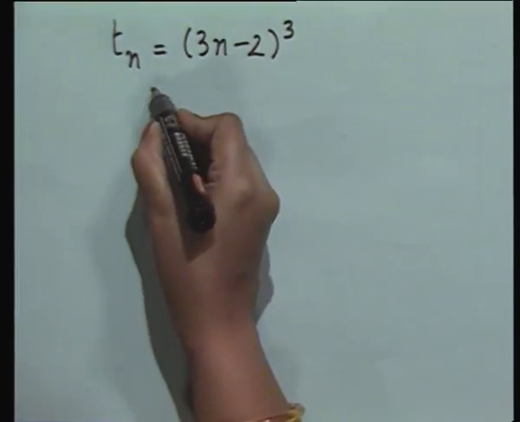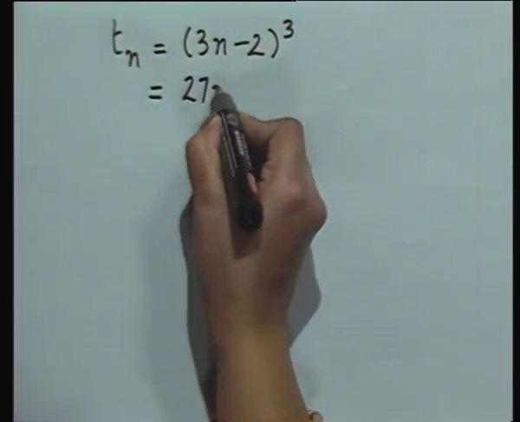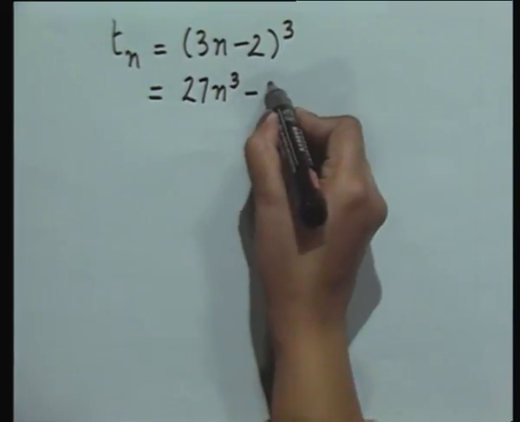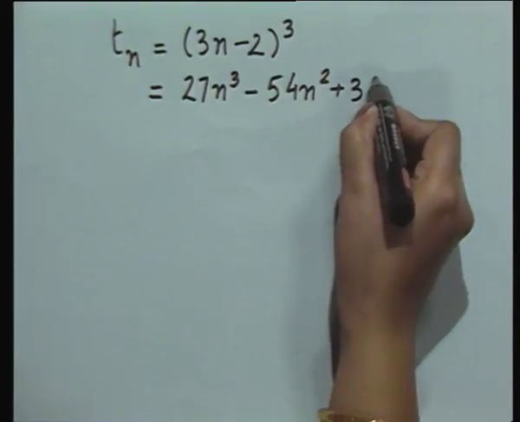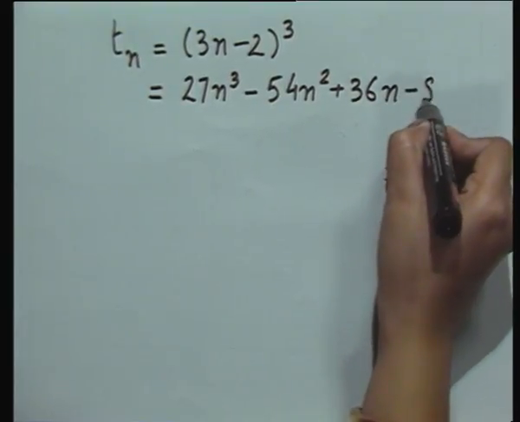And so using (a minus b) whole cube, we can write the term as 27n cube minus 54n square plus 36n minus 8.